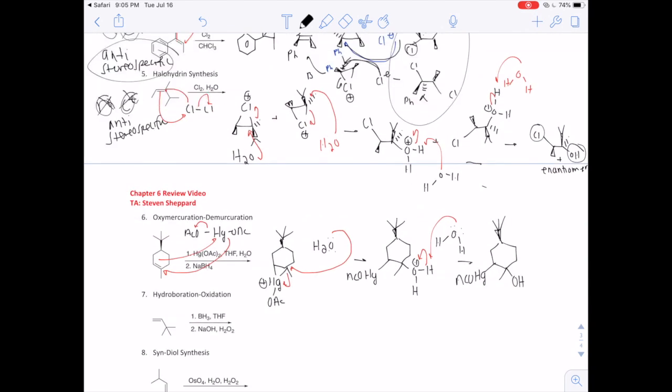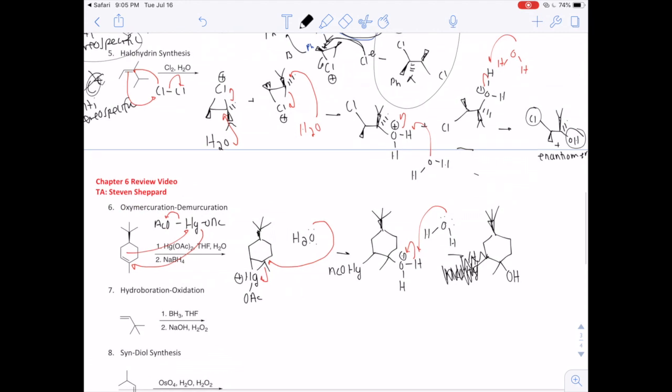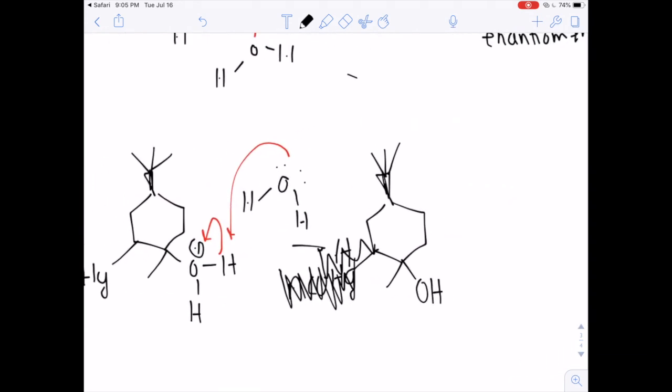mechanism for oxymercuration. But for step 2, just rationalize that sodium borohydride is a reducing agent, a source of hydride, and that's going to basically erase this mercuric acetate substituent and replace it with a hydrogen. So basically it just removes that whole group. Okay, so then that's our product, but we have to consider any major stereoisomers or stereochemical consequences.